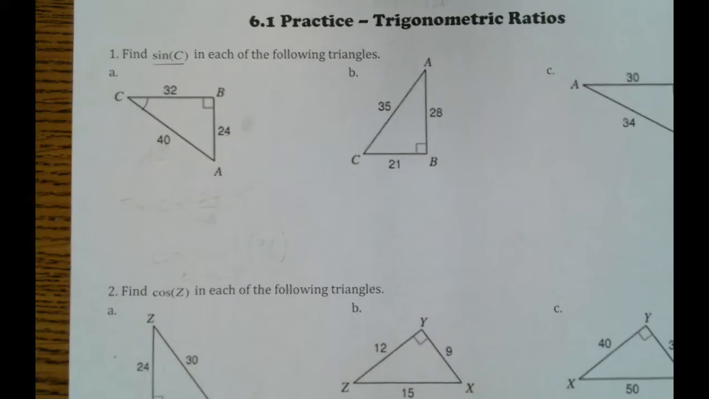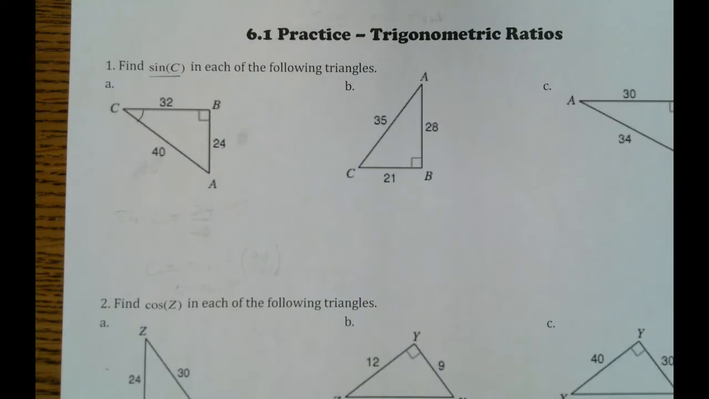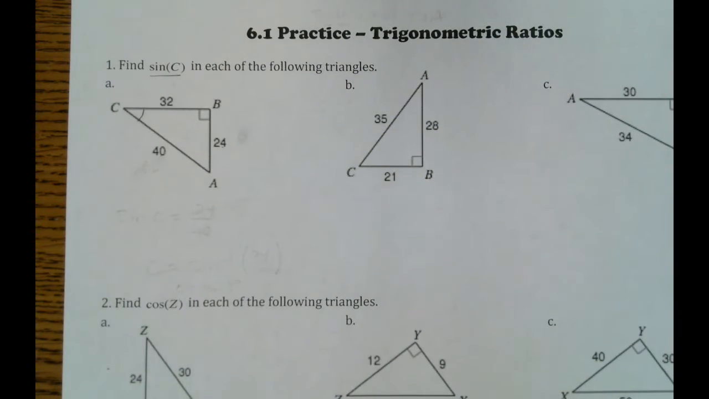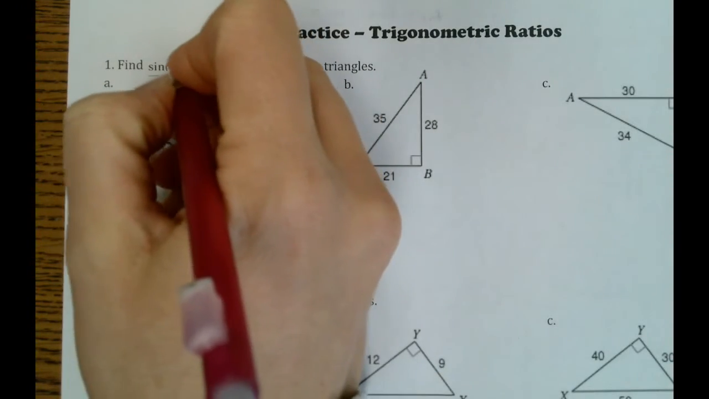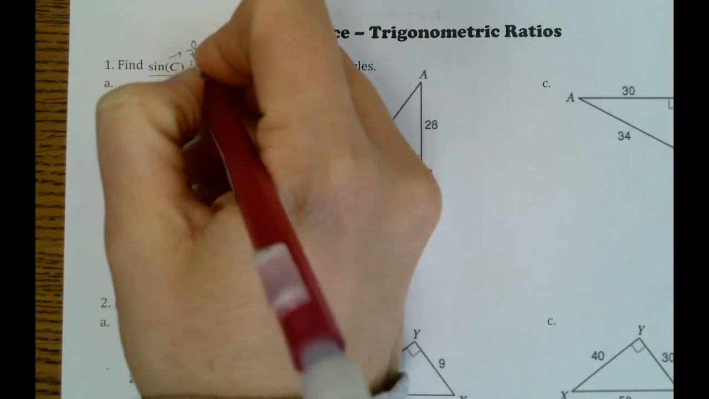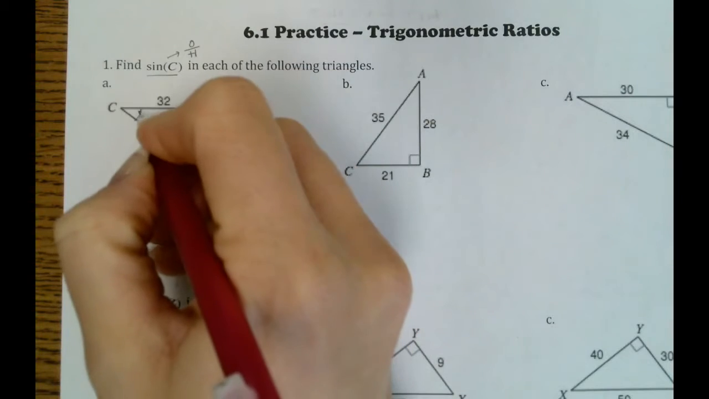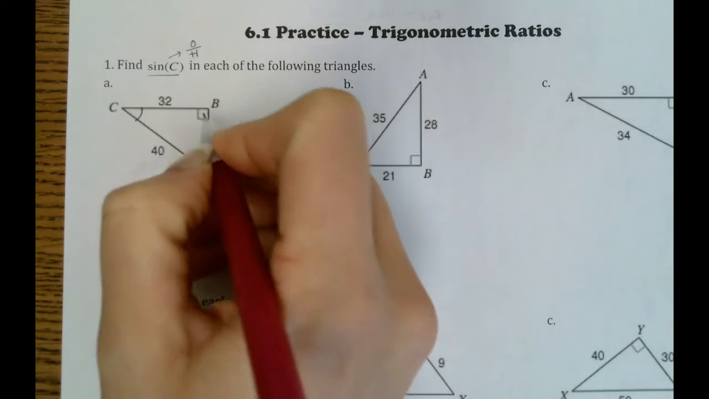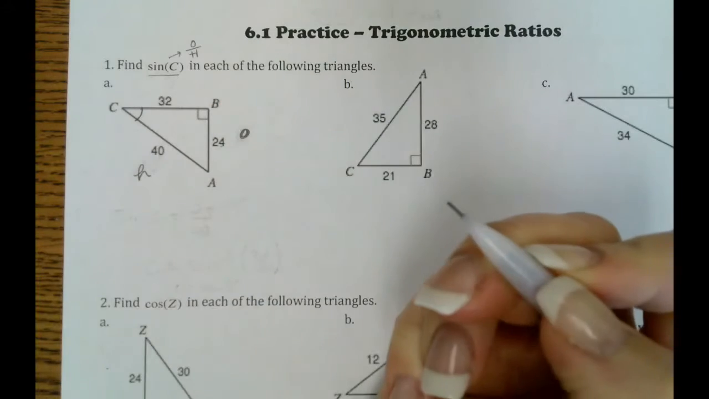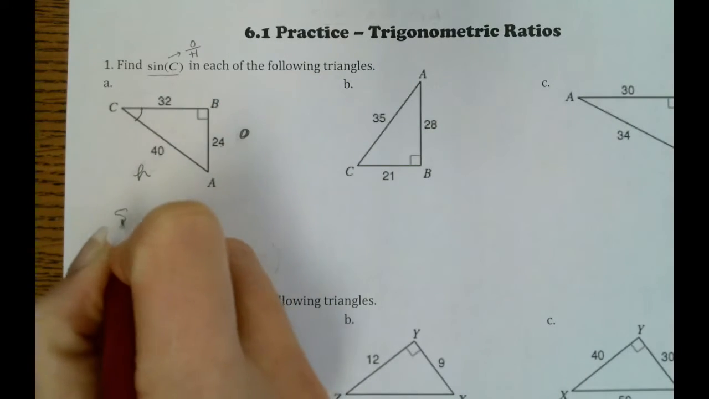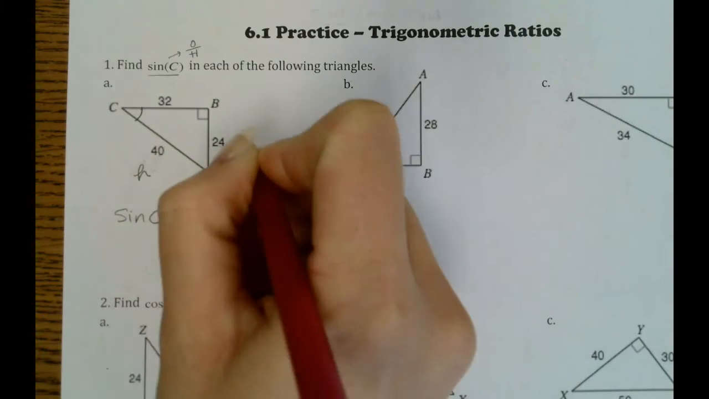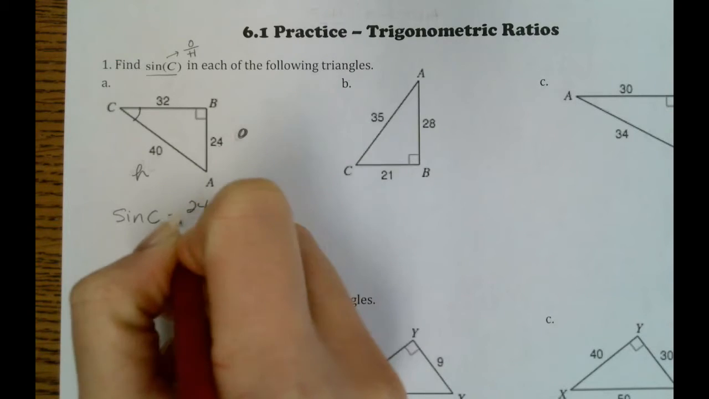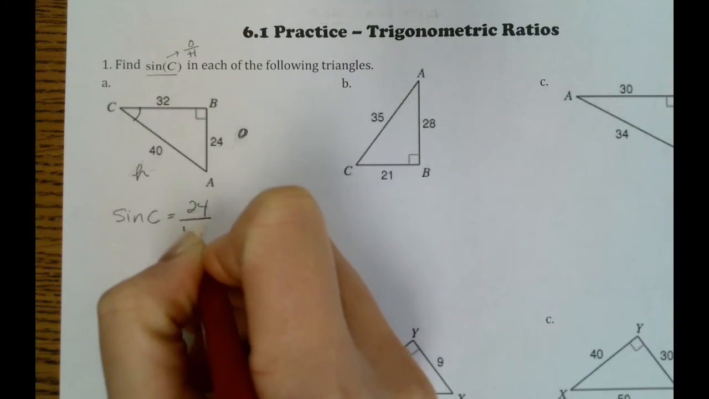Okay, group 1, our 6.1 practice, trigonometric ratios. So for the sine, remember the sine is your opposite over hypotenuse. So if we're looking for sine of C, opposite is always straight across from that angle. Hypotenuse is always straight across from your 90-degree angle. So sine C is going to be 24, which is opposite, over hypotenuse, which is 40.